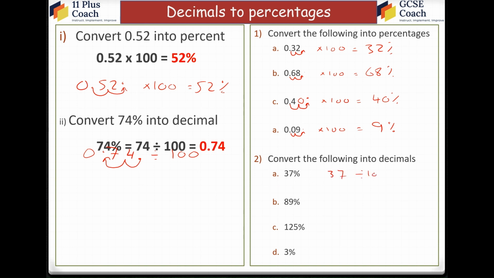So remember, in that 37, the decimal point's at the end of the 7. So here it is. You're going to move it two places back. 1, 2, you start with the decimal point, so put a 0 before it. So the answer will be 0.37, which is the equivalent of 37% in decimals.